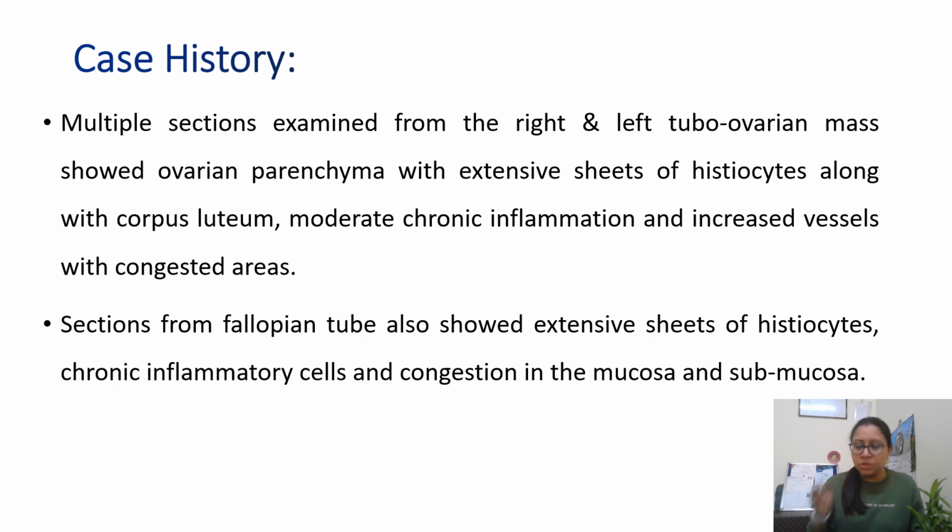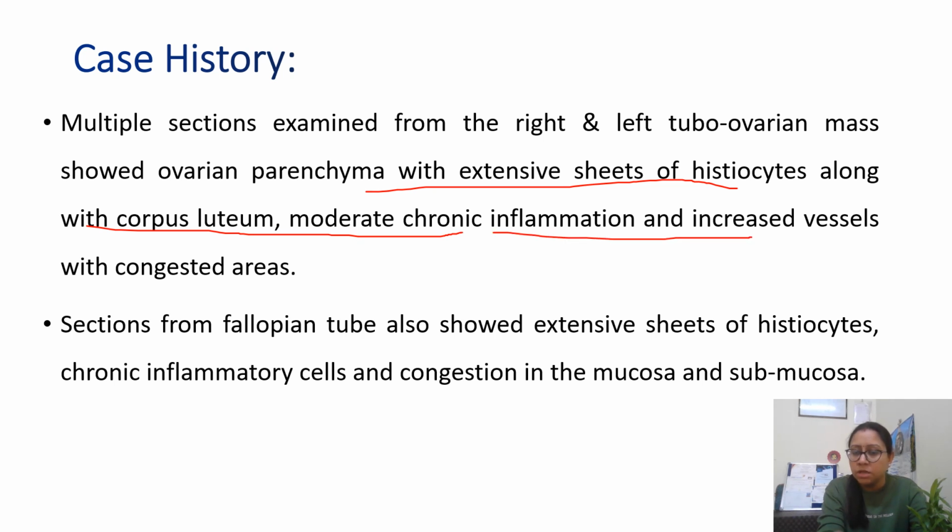We gave multiple detailed sections from her right and left tubo-ovarian masses, and also from the uterus and the adjacent tissue which was sent. On histology, we saw extensive sheets of histiocytes along with corpus luteum, moderate chronic inflammation and increased vessels in the mass. The ovarian parenchyma showed extensive sheets of histiocytes. The fallopian tube also showed extensive sheets of histiocytes, chronic inflammation, and congestion in the mucosa and submucosa.